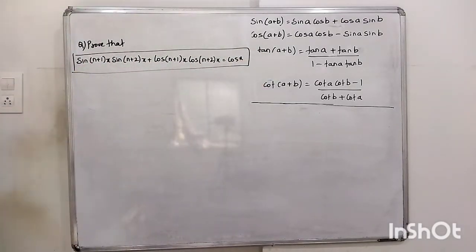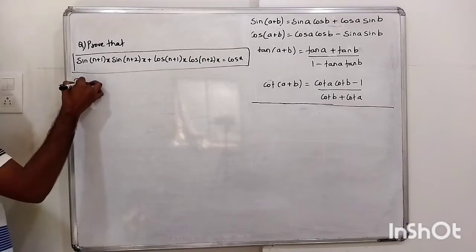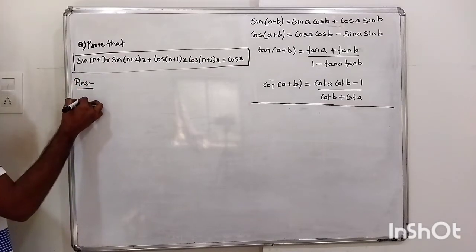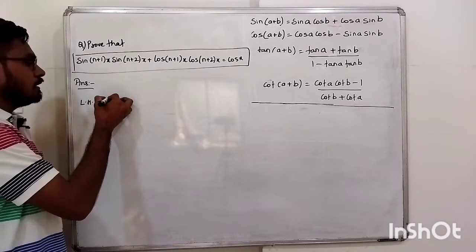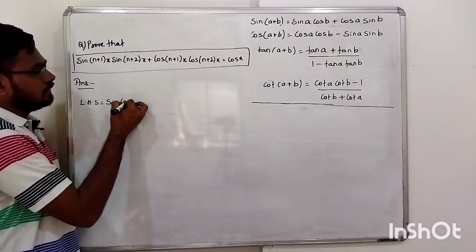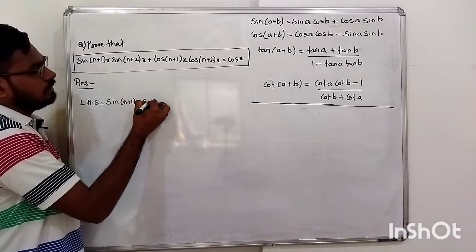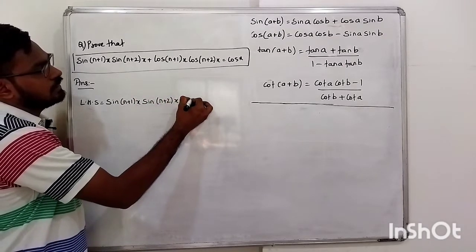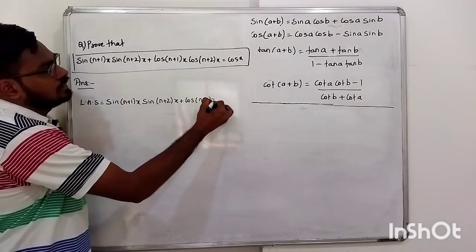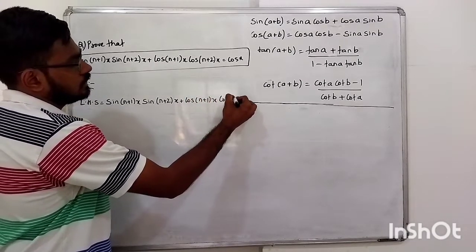Okay, so again LHS, you can see, sin (n plus 1) x into sin (n plus 2) x plus cos (n plus 1) x into cos (n plus 2) x.